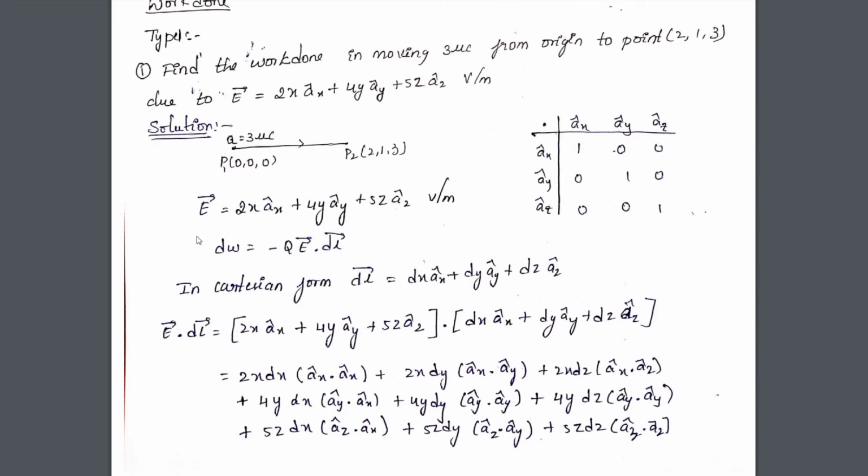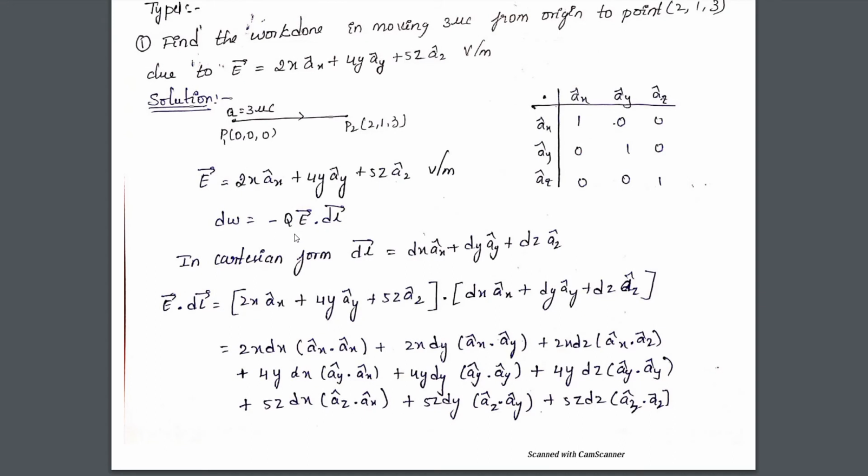First you calculate for the solution. You draw the figure. Q is 3 microcoulomb, the origin point is P1, the next point is P2. Whatever E is given, you write it. Then you write the differential work done equation. What is dW? Minus Q into E dot dl. So that equation you write. In this, E dot dl value should be calculated.